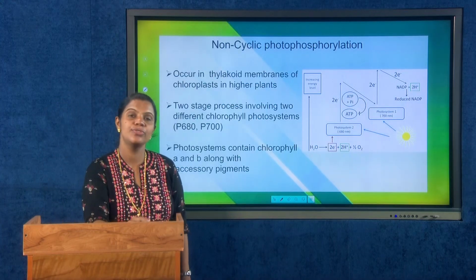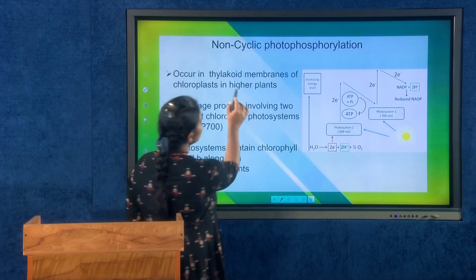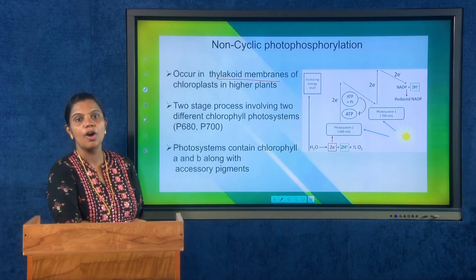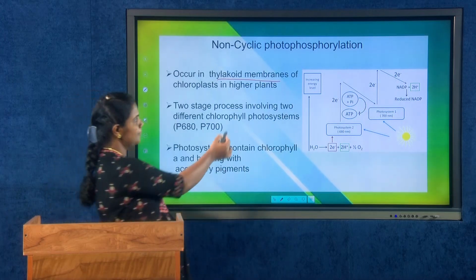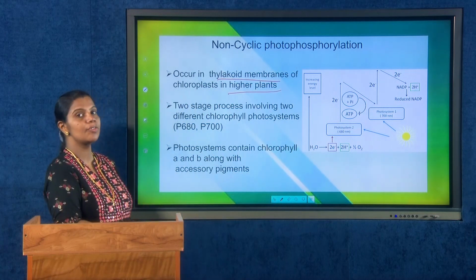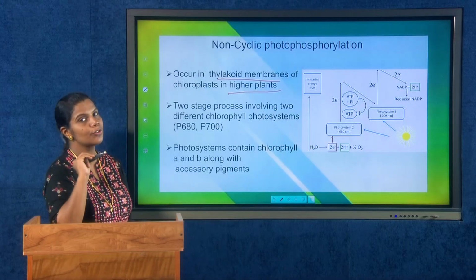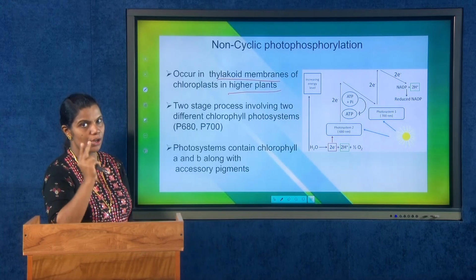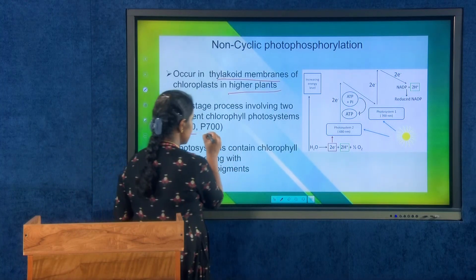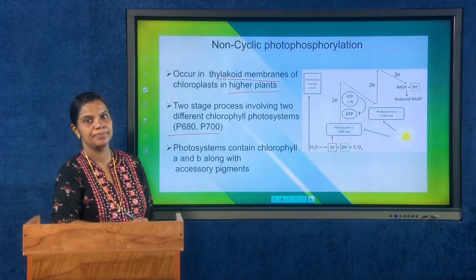What is the site of non-cyclic photophosphorylation? It occurs in the thylakoid membranes of the higher plants. All the higher plants have the non-cyclic photophosphorylation mechanism. I already mentioned that non-cyclic photophosphorylation has two photosystems functioning, both photosystem 1 and photosystem 2, that is the photosystem 680 and the photosystem 700.